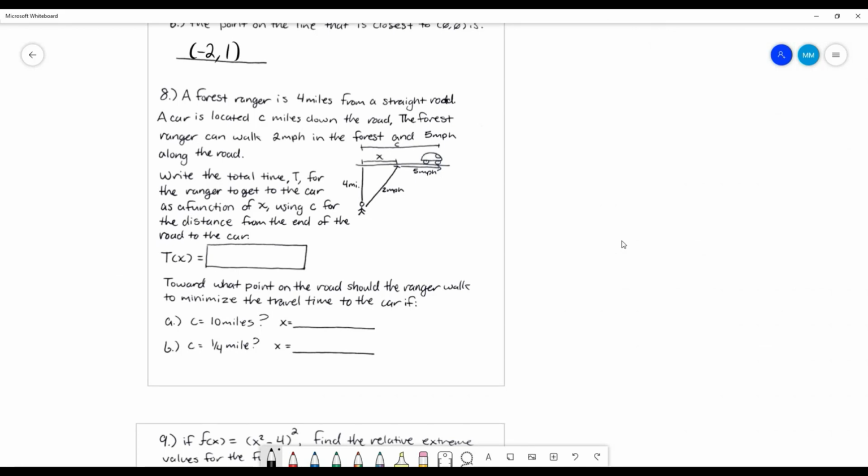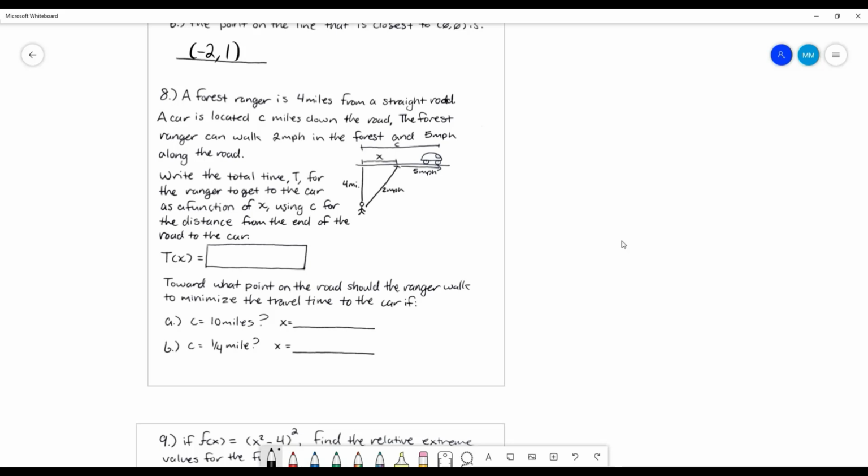It says a forest ranger is 4 miles from a straight road. Right, he's 4 miles away from there. A car is located c miles down the road. The forest ranger can walk 2 miles per hour in the forest and 5 miles per hour along the road. Write the total time, t, for the ranger to get to the car as a function of x, using c for the distance from the end of the road to the car.